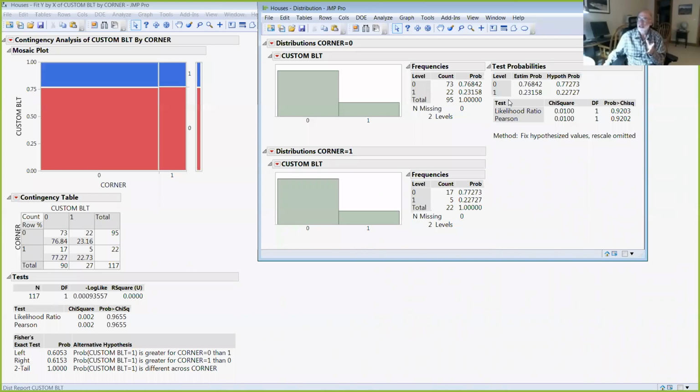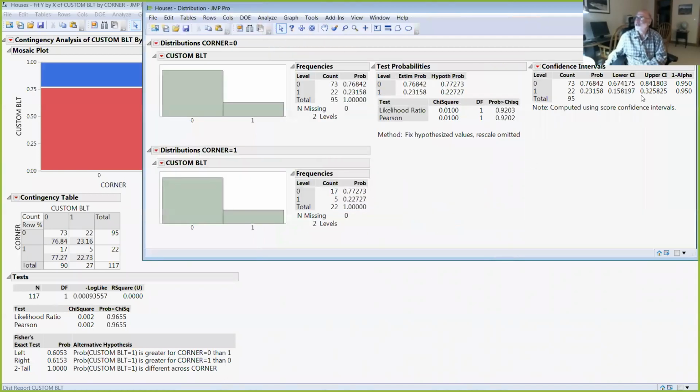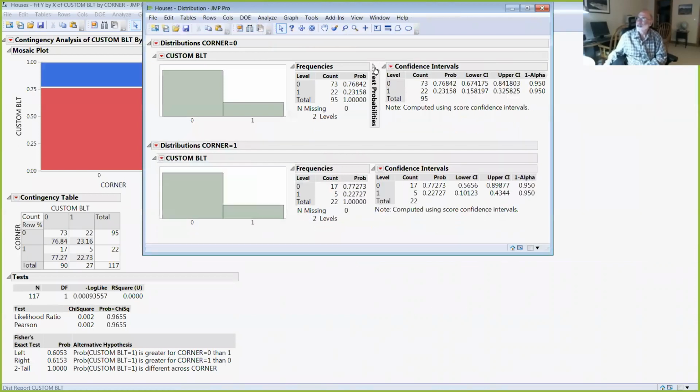It's basically saying, well, the reason I did this was to try to get a confidence interval, which I didn't give you, so I should have instead asked for the 95% confidence interval. So there it is. We look at the non-corner houses, and I guess we could do the same thing here. This is what I meant to do instead of testing these.